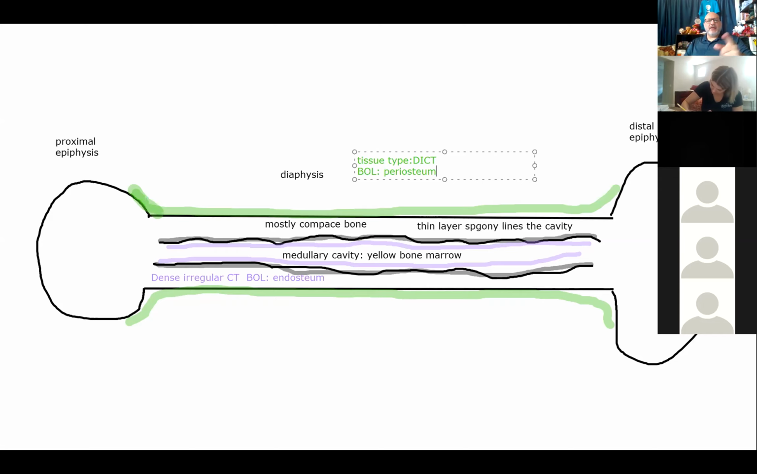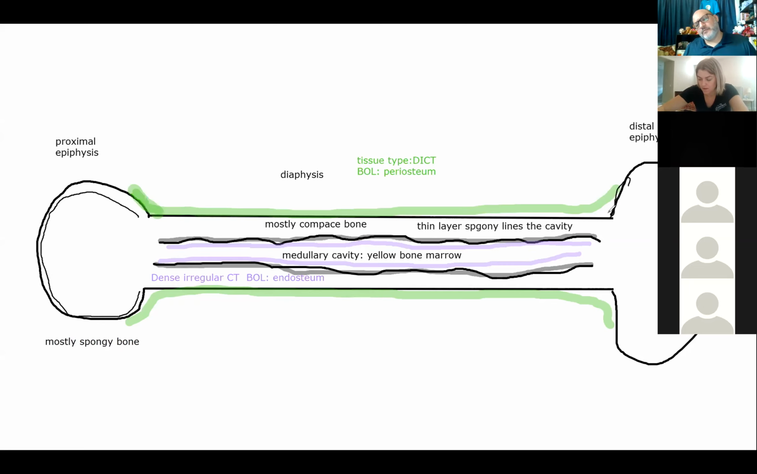All right. Now, that brings us to our epiphyses. Our epiphyses, unlike our diaphysis, are mostly spongy bone. There is a thin layer of compact bone on the outer surface of this. Because again, all the bones have to have compact bone on the outer surfaces.